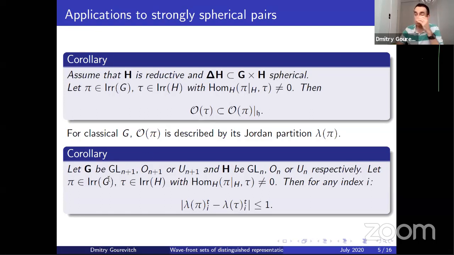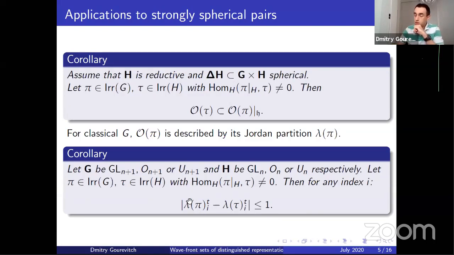So suppose G is a classical group, which is a GL or orthogonal group or unitary group. And H is a group of the same type, but of size 1 less, embedded in the top left corner of G. Let us take irreducible representations pi of G and tau of H that talk to each other.